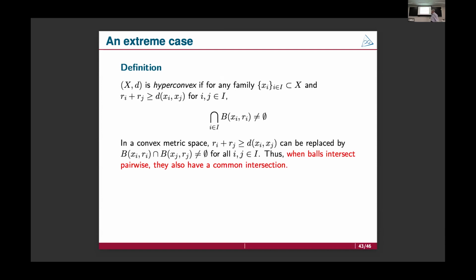Yeah. So when balls intersect pairwise, they also have a common intersection. That is a property of hyperconvex space, and this space has very nice properties, the Lipschitz extension property, and so on. The balls that can intersect do intersect in such a space. And so that is the best possible situation.